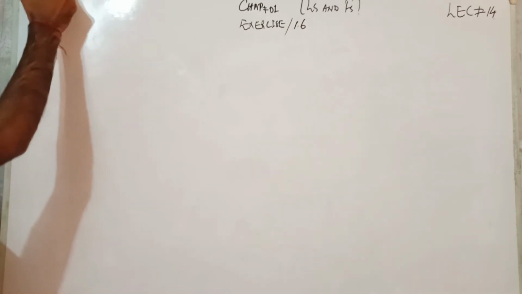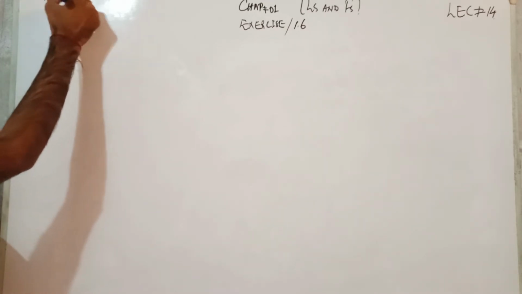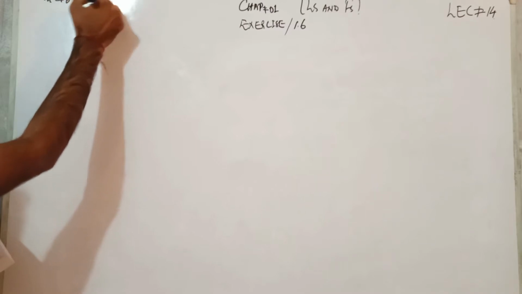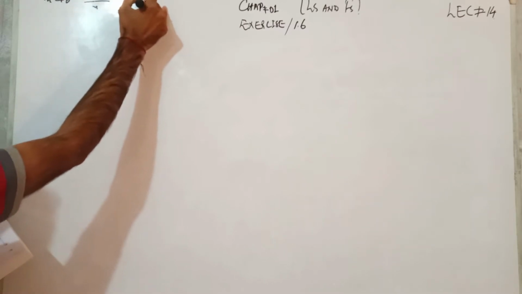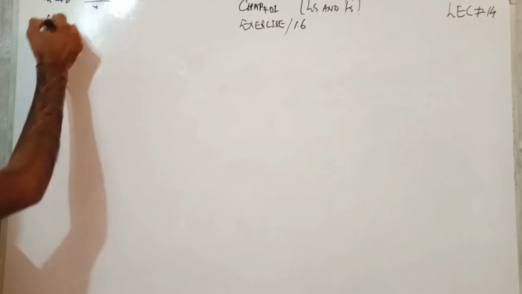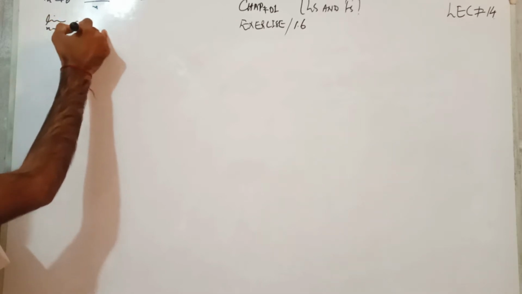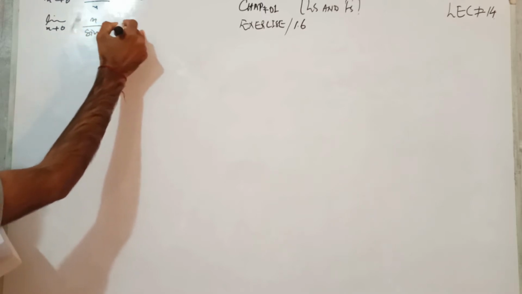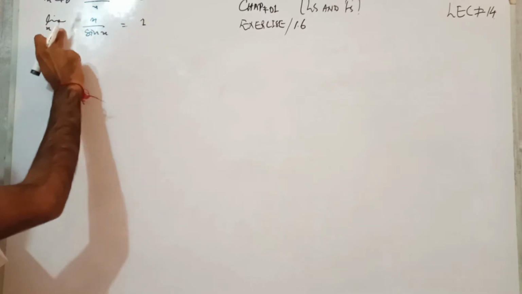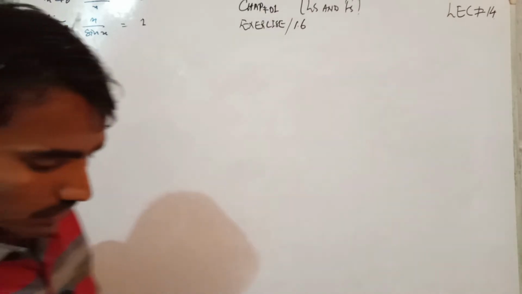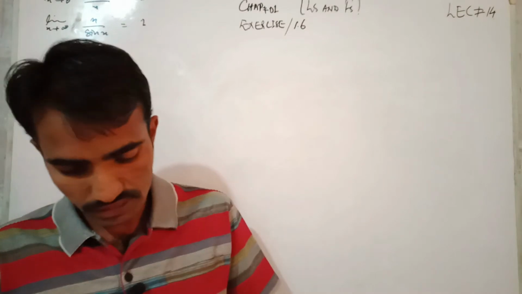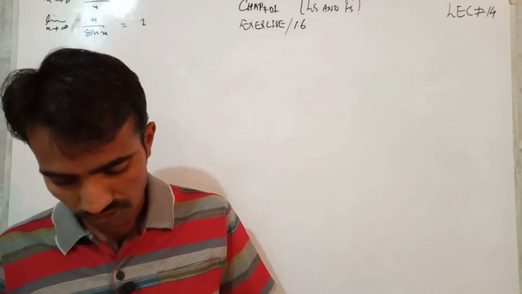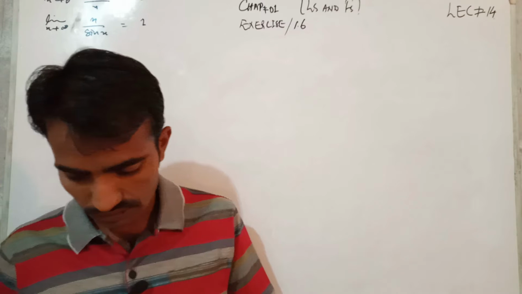So limit x approaches 0, sin x divided by x is equal to 1, and limit x approaches 0, x divided by sin x is equal to 1. These are the formulas we will use in 1.6. So first of all we will start exercise 1.6, problem number 1.